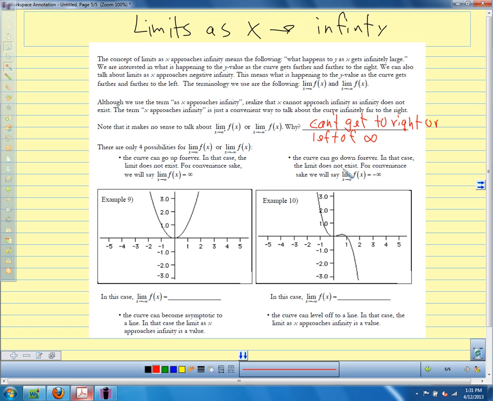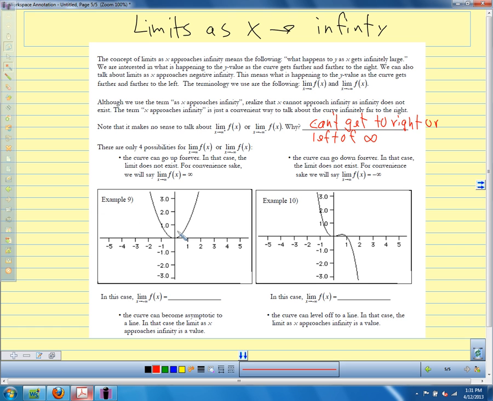So we only have 4 cases for the limit as x approaches infinity and x approaches negative infinity. And we talked about these with rational functions. The end behavior is either up or down, so it either has to go to positive infinity, negative infinity, or we could have horizontal asymptotes. And we tell that by looking at the graph.